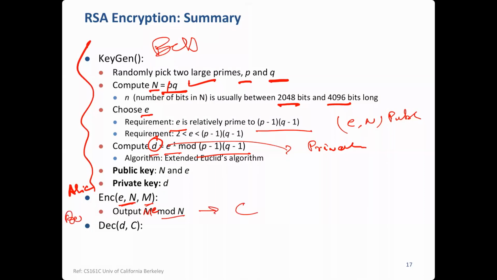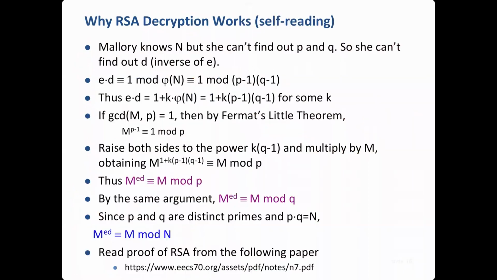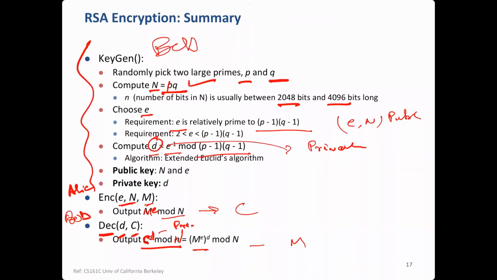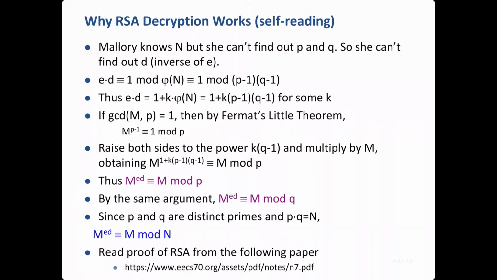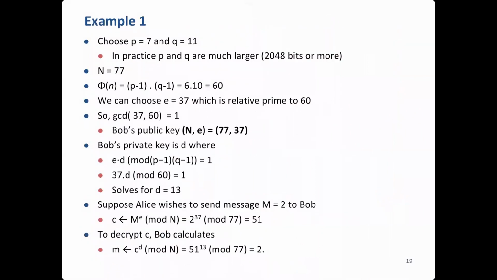And when Bob receives this C, he will use a simple decryption algorithm using the key D and ciphertext C. He only does this simple calculation. This should be capital N, it should be C. He takes C raised to the power D, which is his private key, which becomes M^(ED) mod N, and finally it is equivalent to M. So M^(ED) is M. Please go through this set, it's a very simple proof of it. We will not go into it because we don't have time.